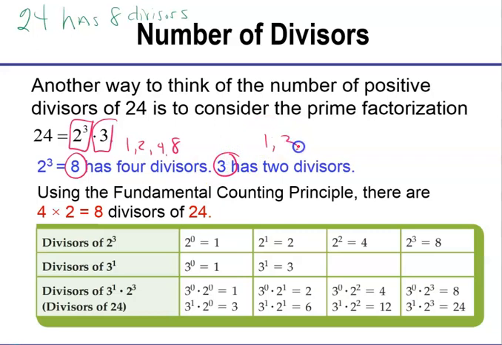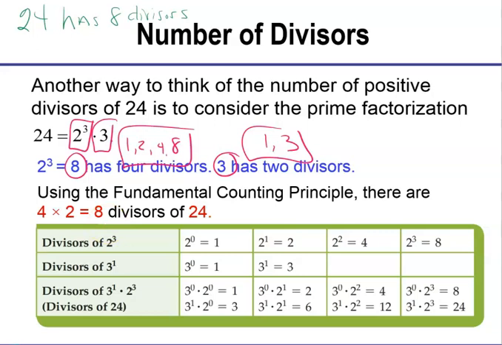Just 2. Now, from the fundamental counting principle, we can calculate how many divisors 24 will have by counting these 4 times these 2. So 4 times 2, that's every possible combination. 4 times 2 is equal to 8 divisors of 24.